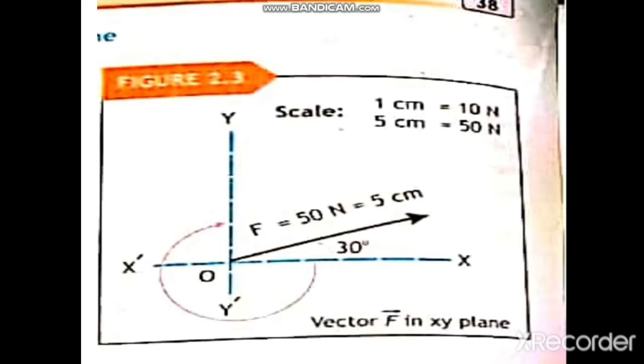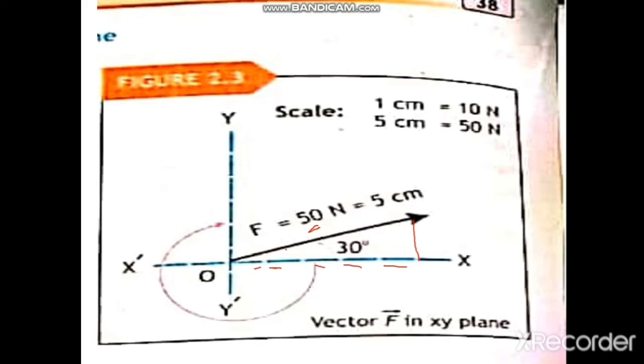In your book this diagram is given. You can see the first step is to define a scale. So 1 centimeter is equal to 10 Newton. The magnitude of the force is given as 50 Newton. So 1 centimeter is 10 Newton, so 50 Newton will be equal to 5 centimeters, like 1, 2, 3, 4 and 5. So the vector length will be along this. So this is the force vector, that is 50 Newton, drawn in the xy plane.